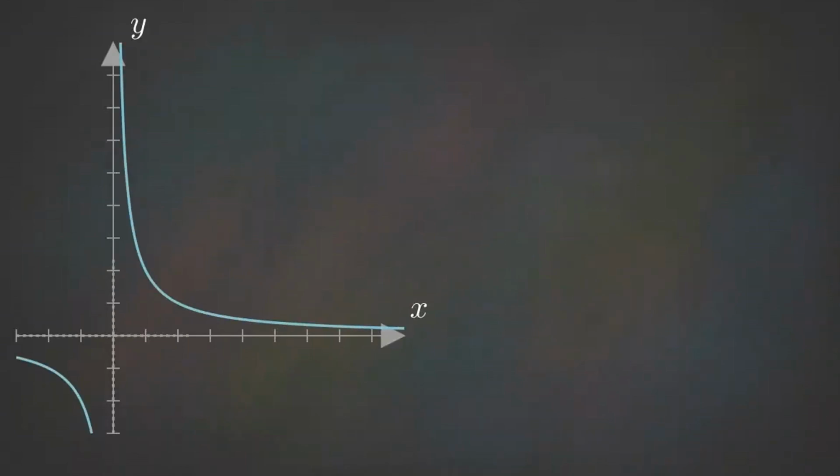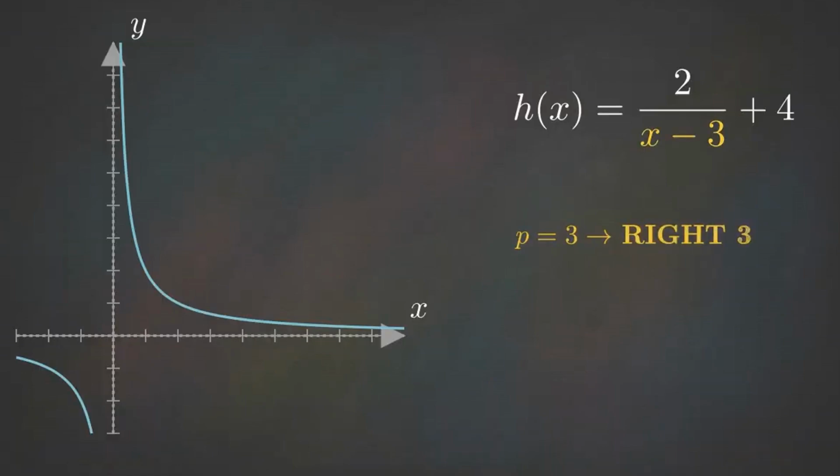When we move to hyperbolas, the focus shifts to the asymptotes, the boundary lines that define the graph's position on the axes. Look at our new target equation on the right. We extract the parameters directly from the equation. The denominator is x minus 3, giving us a horizontal shift of 3 units to the right. The constant at the end is a positive 4, giving us a vertical shift of 4 units up.